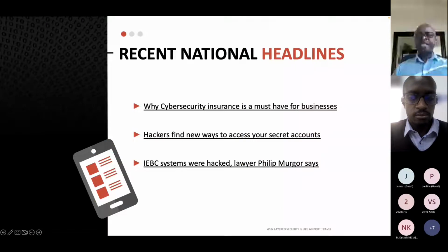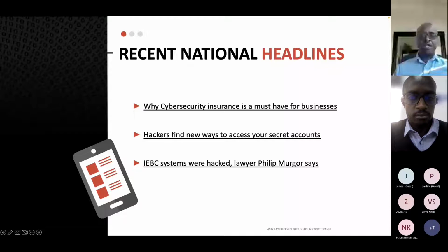I would like to bring it a bit closer to home, because a lot of people feel data breaches don't necessarily happen to a country like ours or to small businesses. I was just looking at the national news headlines over the past 3 months, and I came across these 3 major ones.